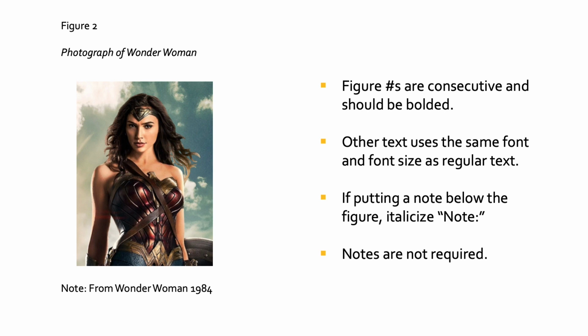And just remember that the text that you use to do these labels should be the same font and size as the text in the body of your paper. You can include a note below it. This is not required, but optional. This is the same with tables and bar charts, other figures. So this one has a note. This is note from Wonder Woman 1984. And when you do that, it's in regular text, except for the word note should be italicized.